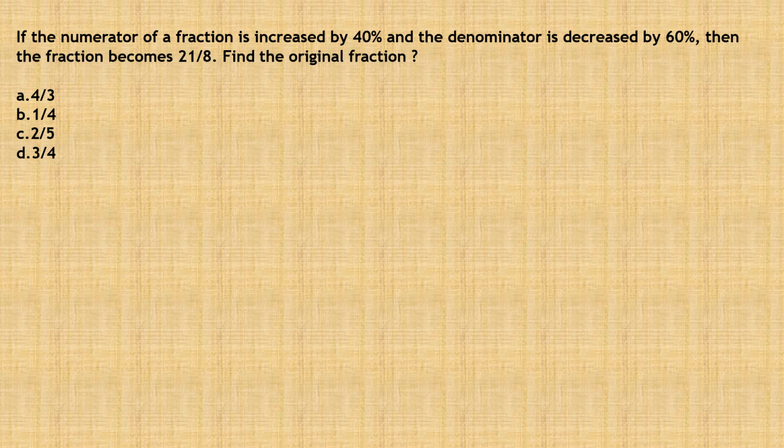The numerator of the fraction is increased by 40% and the denominator is decreased by 60%. Then the fraction becomes 21 by 8. Find the original fraction. The fraction is n by d. It was 100% of itself. The numerator is increased by 40%, that means before it was 100, and it increased by 40%, that is 40% of 100, so 140. And the denominator is decreased by 60%. Before it was 100, decreased by 60, that is minus 60, gives 40.